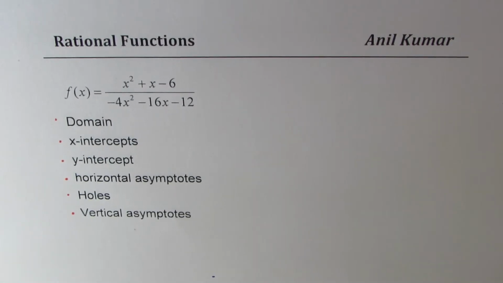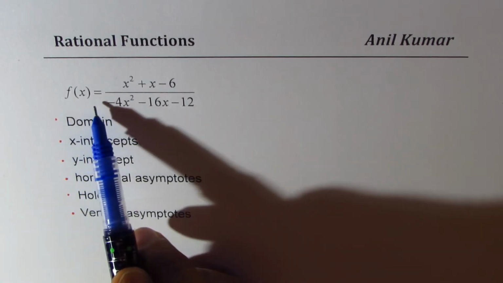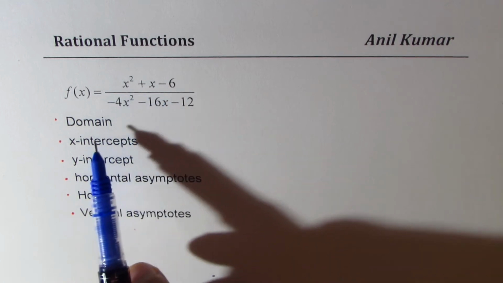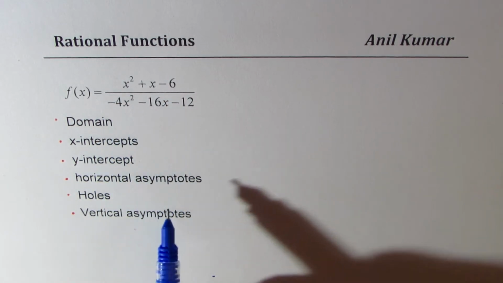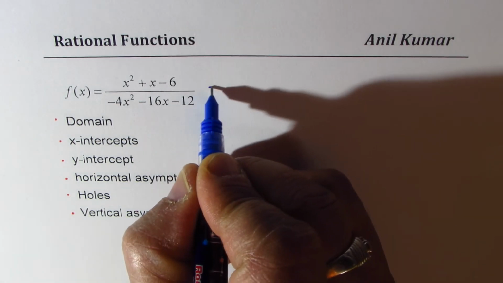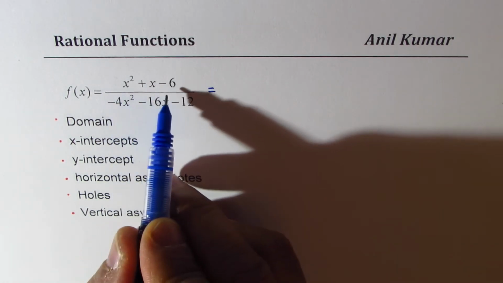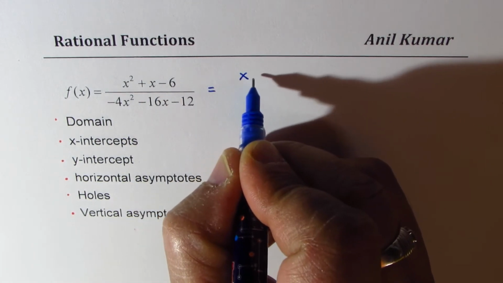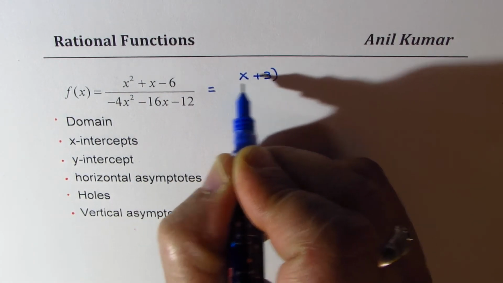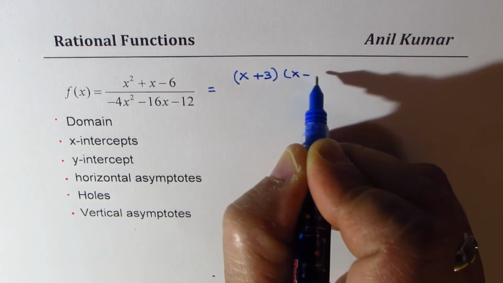Now here is the third example. We are given the function f of x equals x squared plus x minus 6 divided by minus 4x squared minus 16x minus 12. The first step is to factor. So product of minus 6, sum of plus 1. That means 3 and 2, 3 with a positive sign and 2 with a negative.